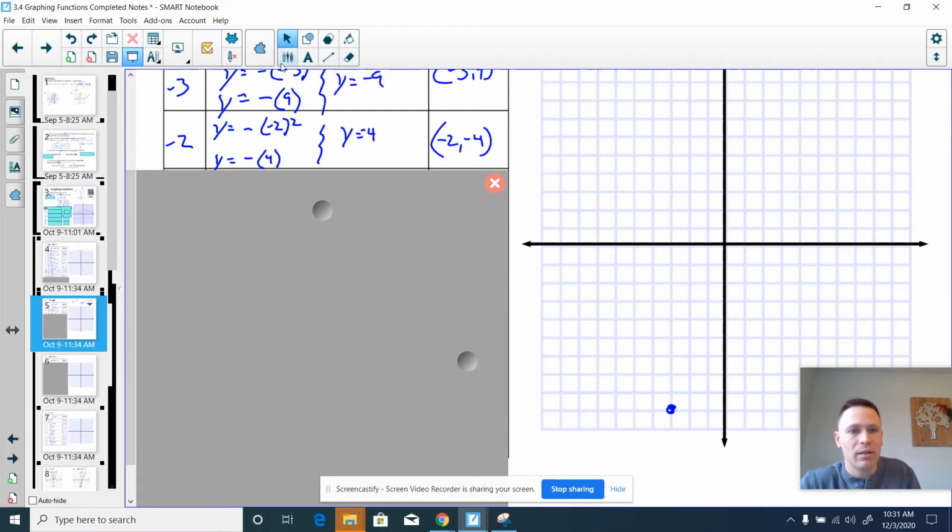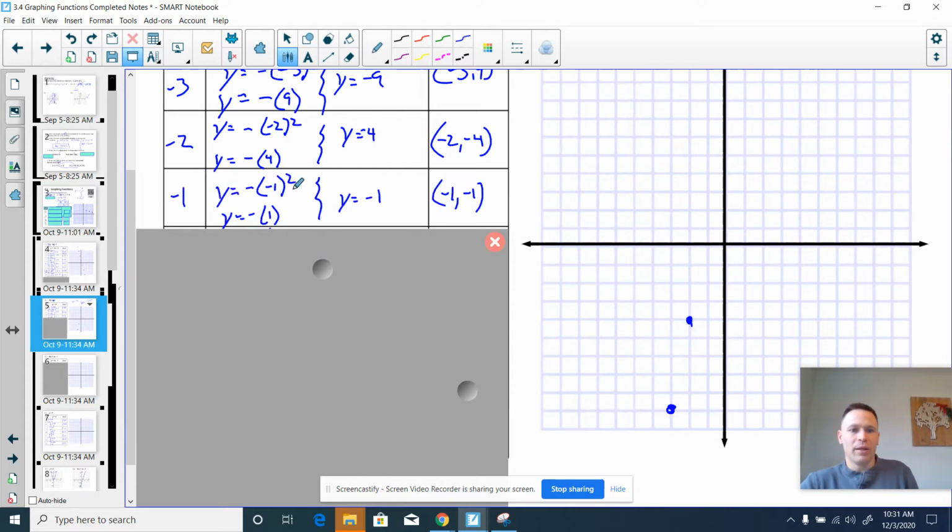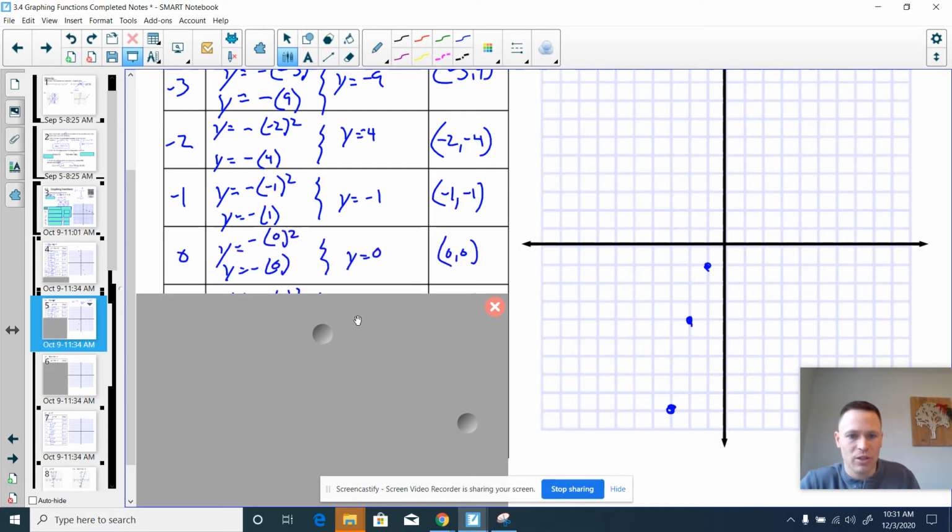Okay, and then moving right along here, negative 2, negative 4. 1, 2, 1, 2, 3, 4 would be right here. All right, substituting in negative 1. Negative 1 squared is positive 1. Take the opposite of that. We get negative 1, so we get negative 1, negative 1. Boom, right there. Substitute in 0. We get 0.